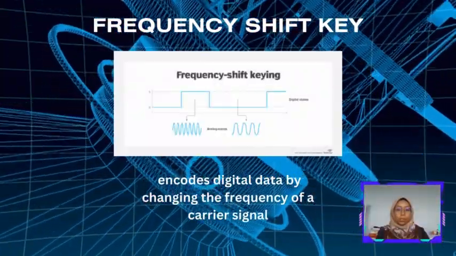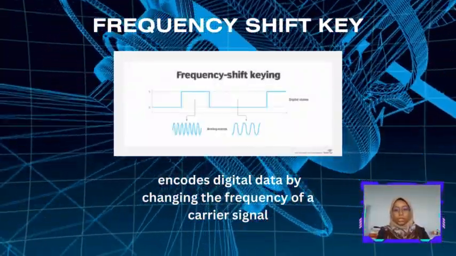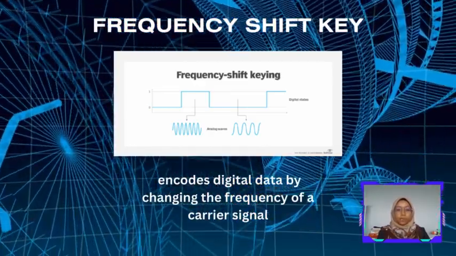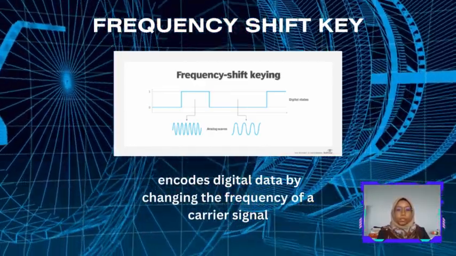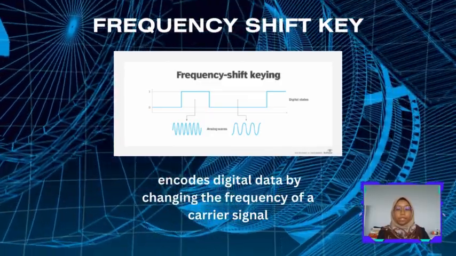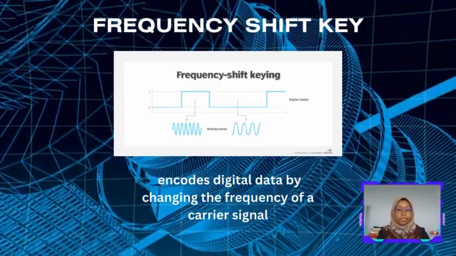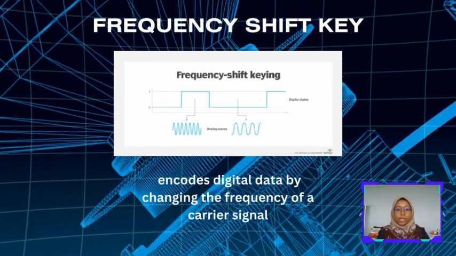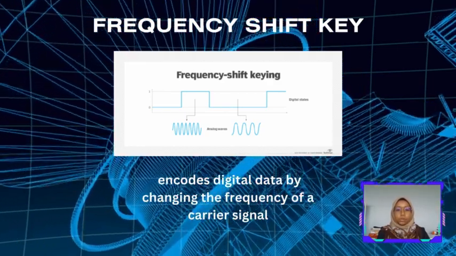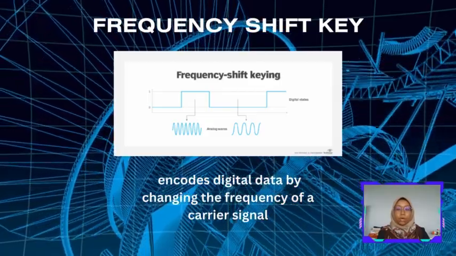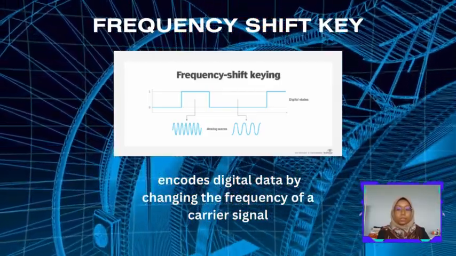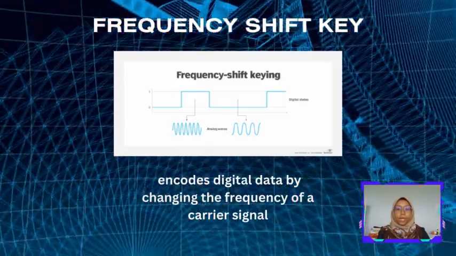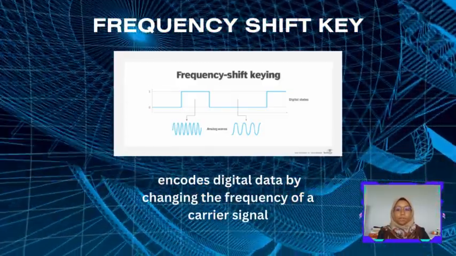Some of the most common encoding techniques used to increase baud efficiency include, first, frequency shift keying. FSK encodes digital data by changing the frequency of a carrier signal. In order to increase the baud efficiency, FSK can use more than two frequencies, allowing more than one bit to be transmitted in a single symbol. This technique is commonly used in modems and other digital communication systems.